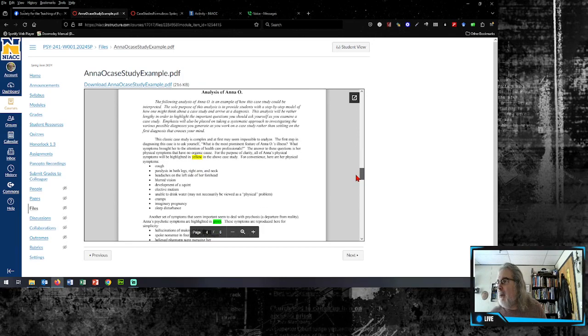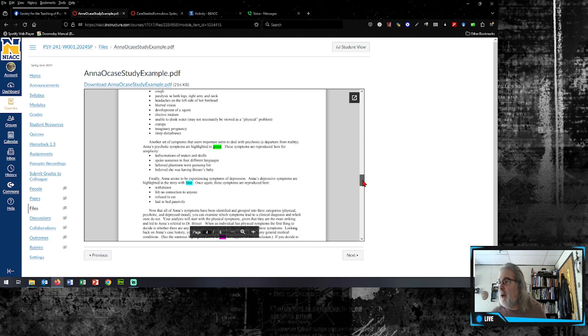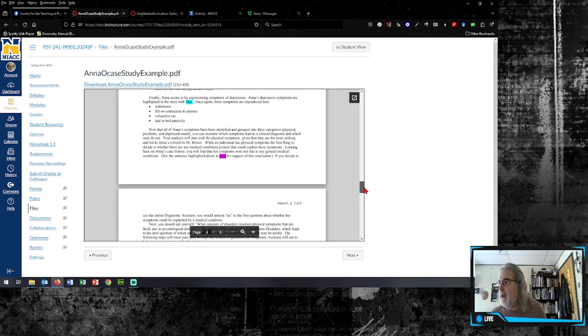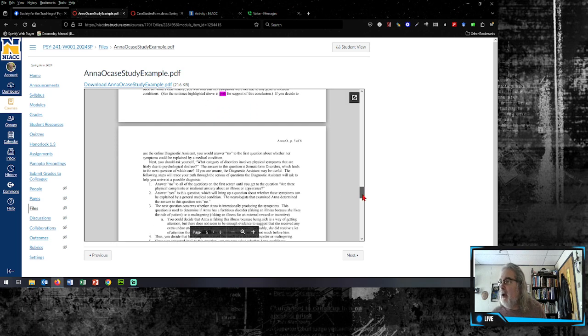Then at the bottom you'll see this analysis of Anna O. It is not what you would be turning in as your homework assignment. This is just to help you understand my thought process. As you can see, I use different colors for different things: yellow for physical symptoms, green for psychotic symptoms, and blue for depressive symptoms. And I also use pink to support certain points.